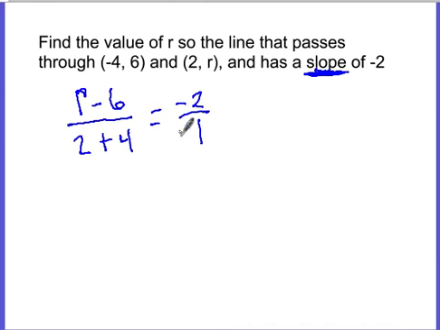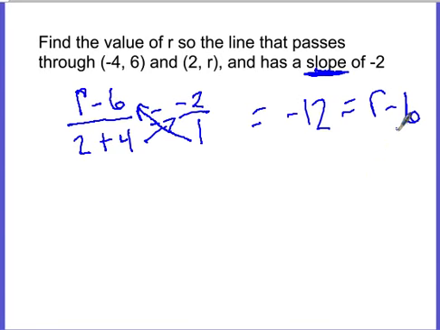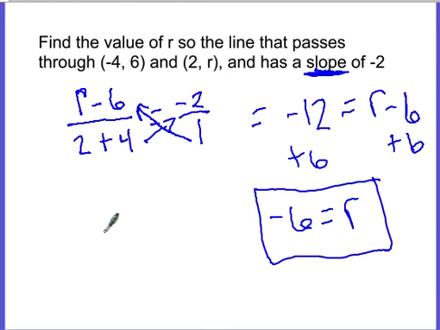And we know that cross products of proportions are equivalent. So all I have to do is multiply negative 2 times 2 plus 4. What's 2 plus 4? 6. And what's negative 2 times 6? That would be negative 12. And then I need to multiply 1 times R minus 6. So that would be R minus 6. Add 6 to both sides. Negative 6 equals R. Okay?